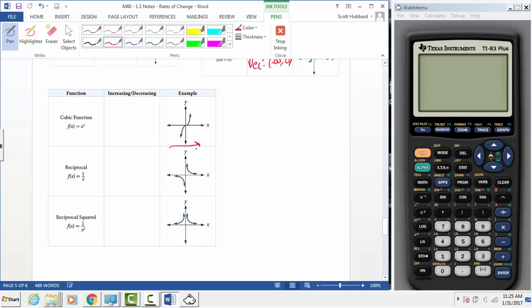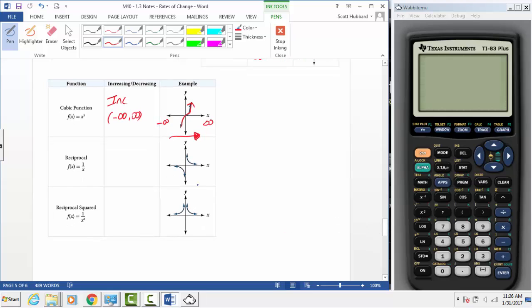So this one increases. Hopefully you can see. It might be confusing because the arrow is going down, but we always read increasing: is it going up or down as we go from left to right? Just like we read in English from left to right. So as you go left and you put your finger on the graph, is the graph going up or down? As I'm going to the right, the graph goes up. So it's always increasing. So this one is increasing on negative infinity to infinity. All real numbers.